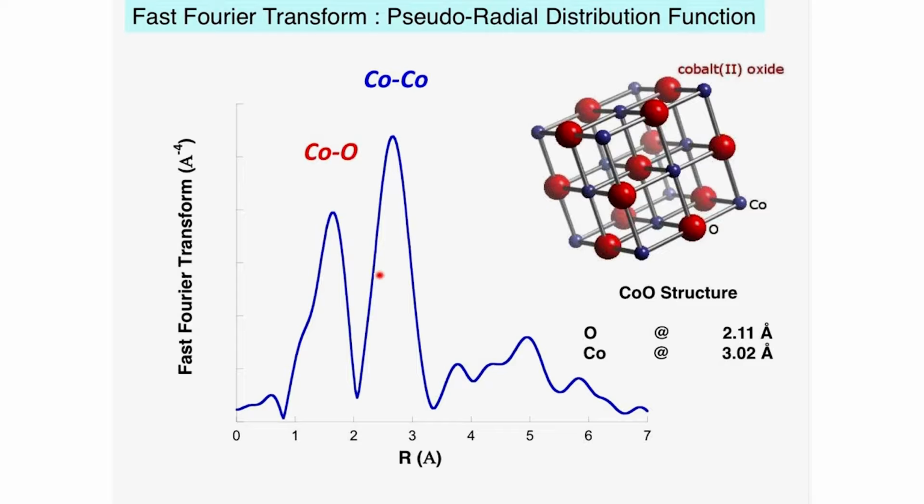The analysis of this EXAFS oscillation and of the Fourier transform will give you as structural parameters the coordination numbers around the absorbing atoms, the nature of these neighbors, I mean oxygen, cobalt, or what you want, and the distances between the absorbing atom and the neighbors.